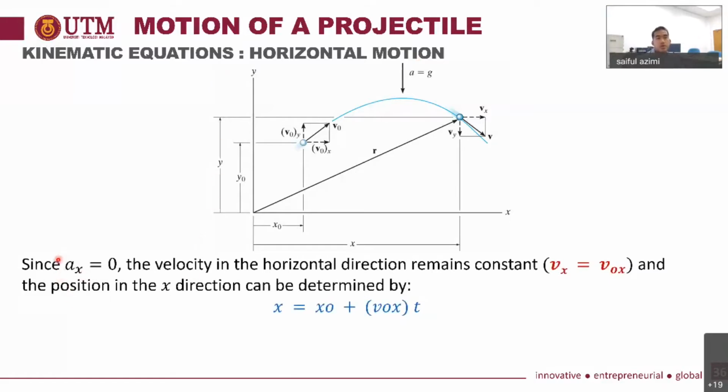All right, since the horizontal acceleration equals 0 because the velocity is constant, the velocity in the horizontal direction remains constant, and the position in the x direction can be determined using this equation: x equals the initial position plus the initial velocity Vox multiplied by time t. This gives the final position equals initial position plus velocity multiplied by time.